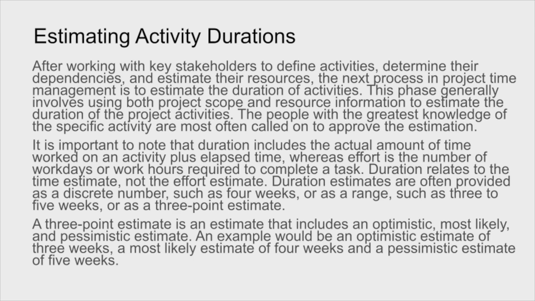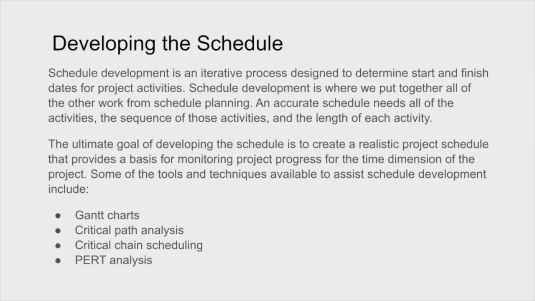estimate of 5 weeks. So schedule development is an iterative process designed to determine start and finish dates for project activities. Schedule development is where we put together all of the other work from schedule planning. An accurate schedule needs all of the activities, the sequence of these activities, and the length of each activity to be brought together. The ultimate goal of developing a schedule is to create a realistic project schedule that provides a basis for monitoring project progress from the time dimension of the project.